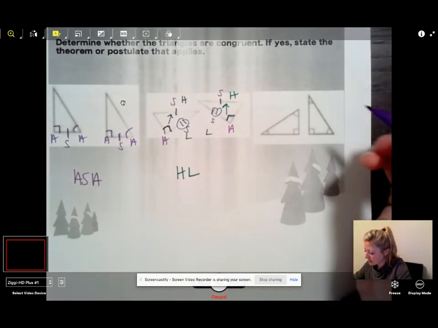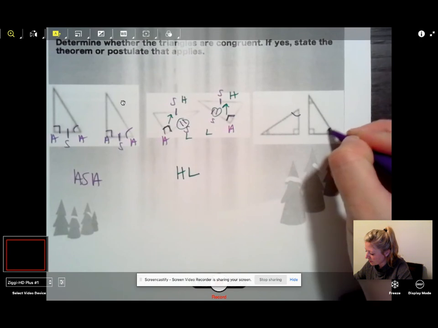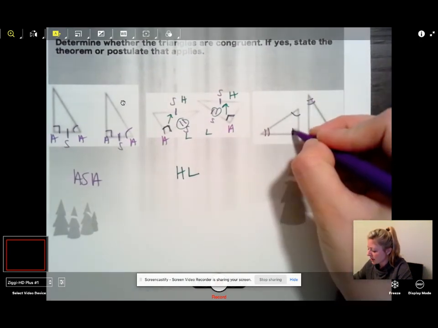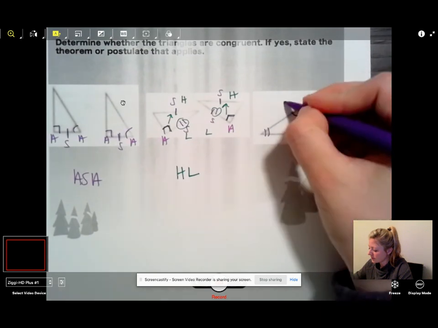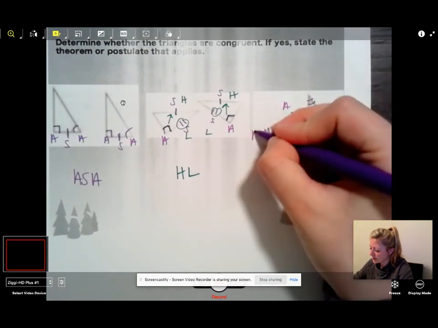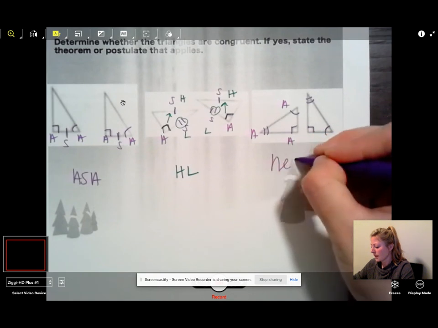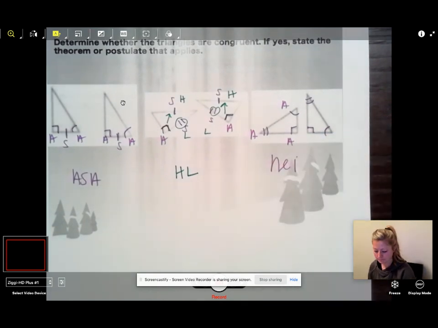And then our last one here, we have an arc mark with an arc mark, 2 arc marks with 2 arc marks, and 2 right angles. So if I went around, those are all angle markings. Is angle a thing? Nope, that's not enough information. Okay.